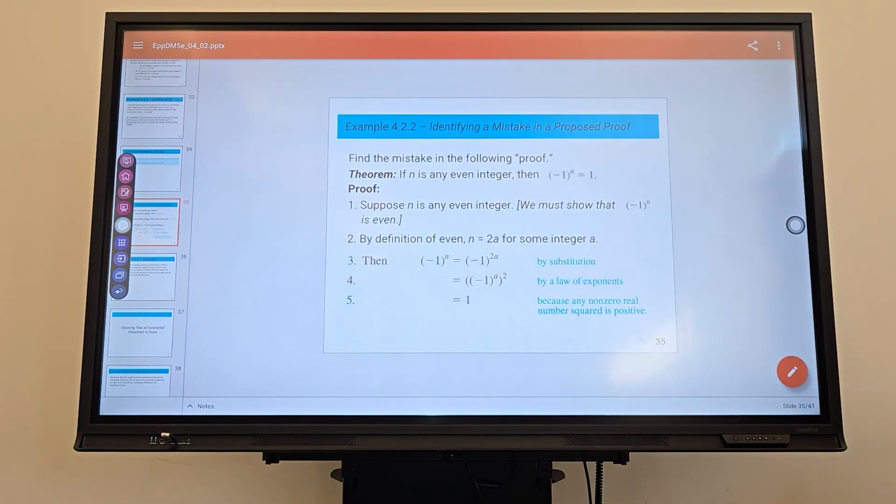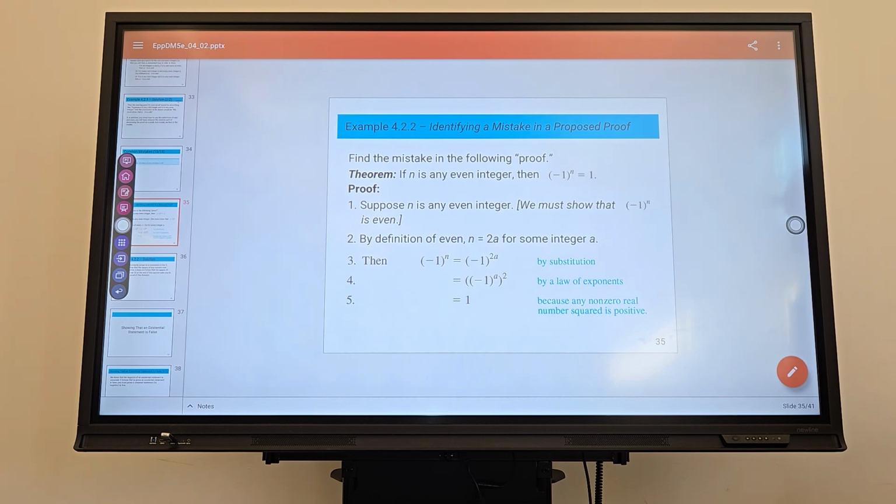Find the mistake in the following proof. If n is any even integer, then negative 1 to the nth power equals 1. Suppose n is any even integer. By definition of even, n equals 2a for some integer a. Then (-1)^n equals (-1)^(2a) by substitution.